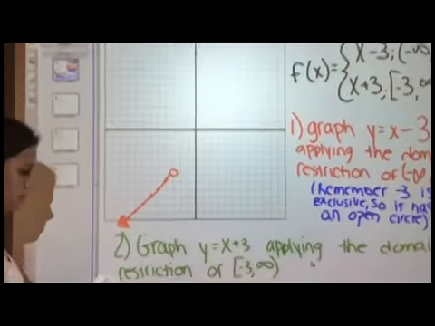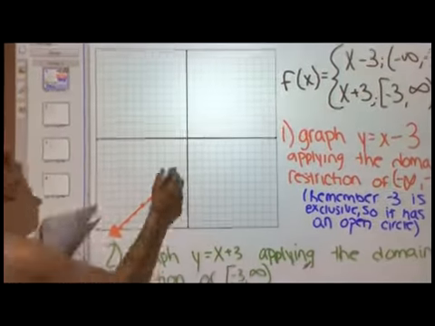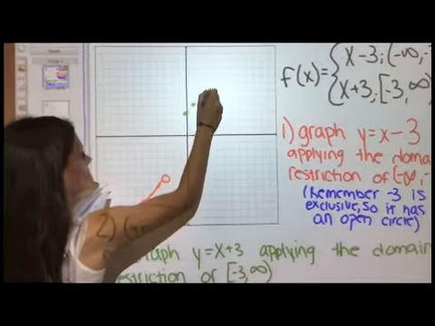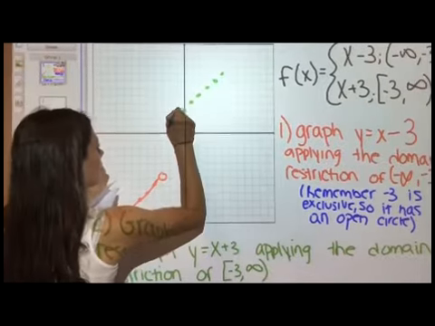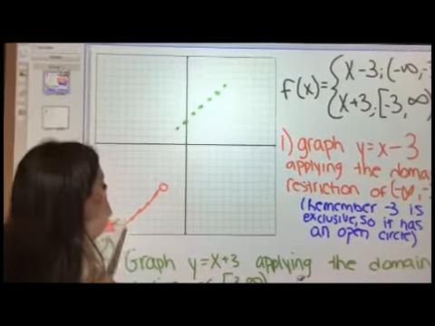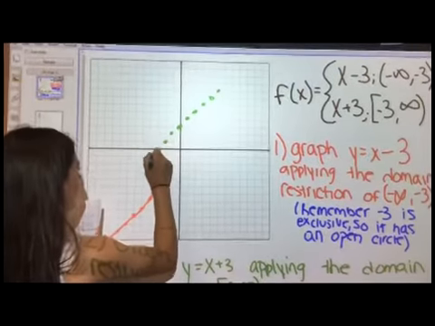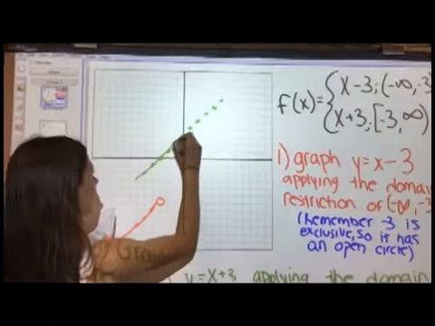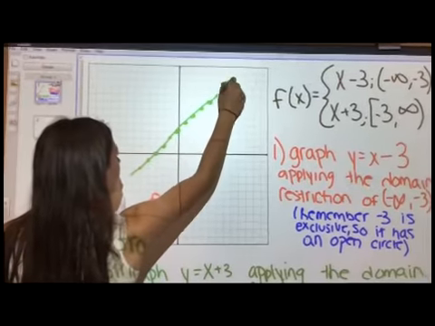Both equations are linear. For the first function, the graph has a y-intercept of negative 3 and a slope of 1. The second graph has a y-intercept of 3 and a slope of 1. Graph both functions. Notice the overlapping y values. One is inclusive while the other is exclusive.